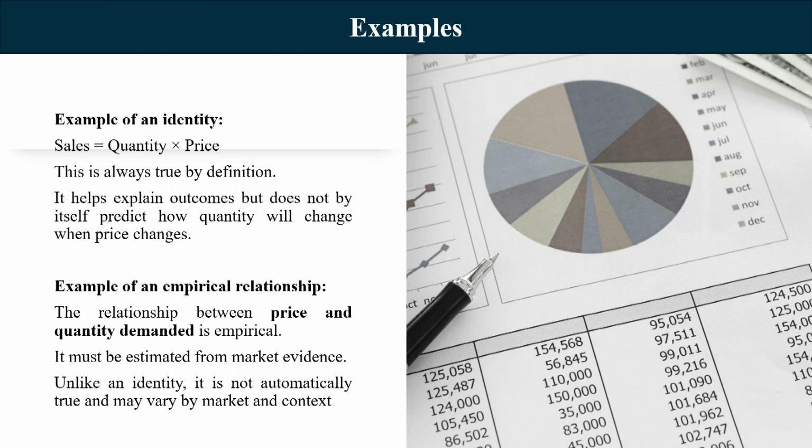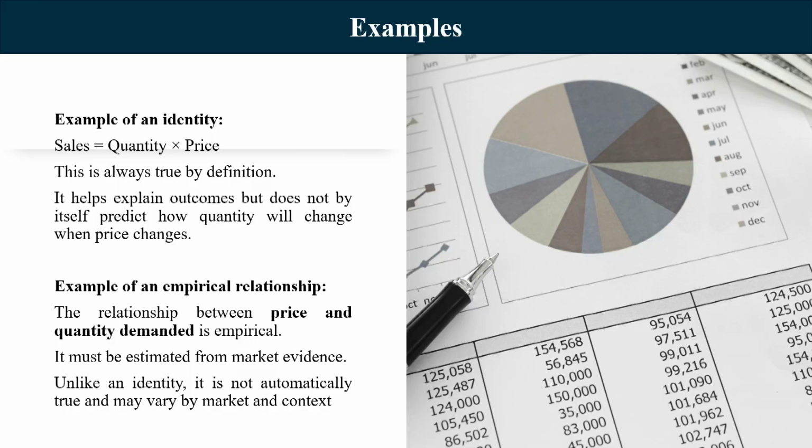Now, let us look at an example of an empirical relationship. The relationship between price and quantity demanded is empirical, because we are estimating the quantity demanded as a function of price in terms of price elasticity. Elasticity of price is not fixed, it is just an estimated indicator. It must be estimated from market evidence. Unlike an identity, it is not automatically true, and it may vary by market and as per the context.